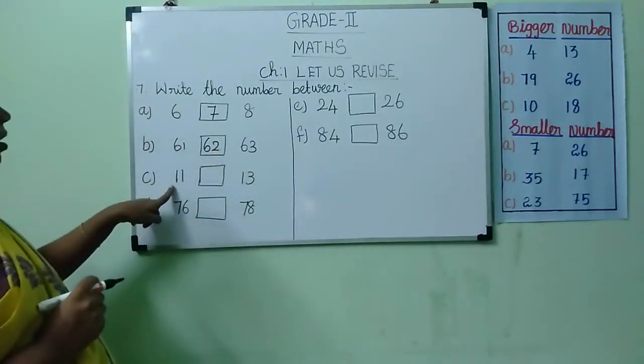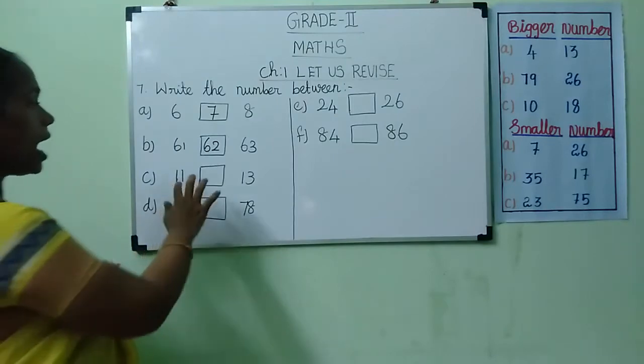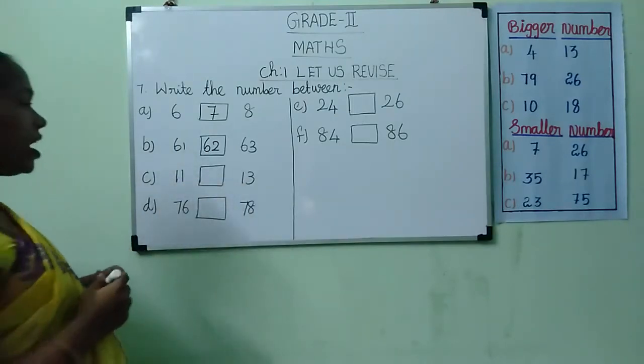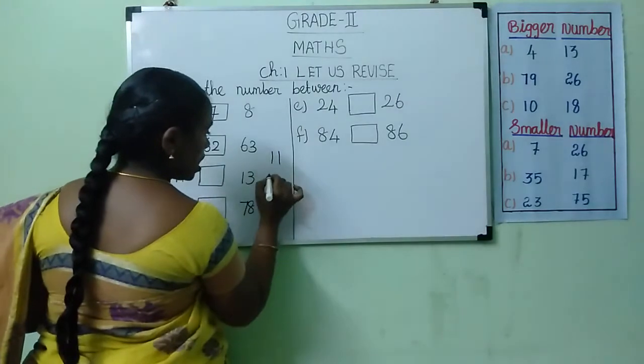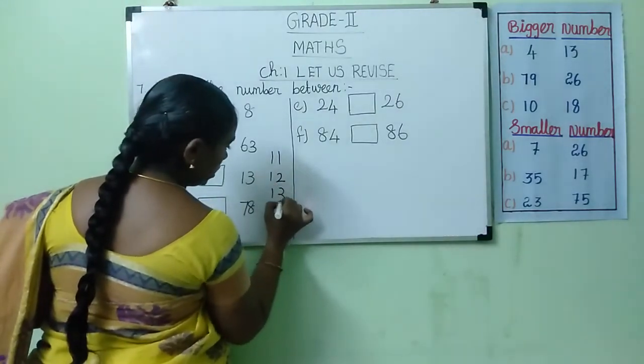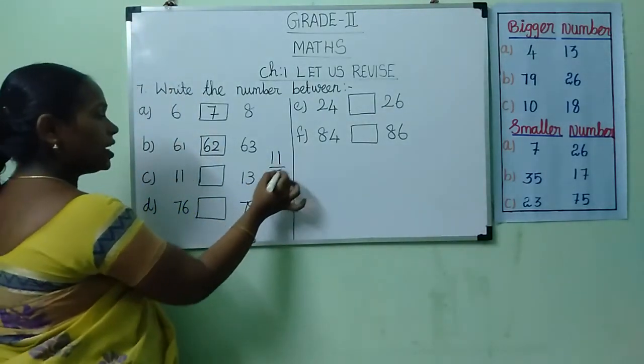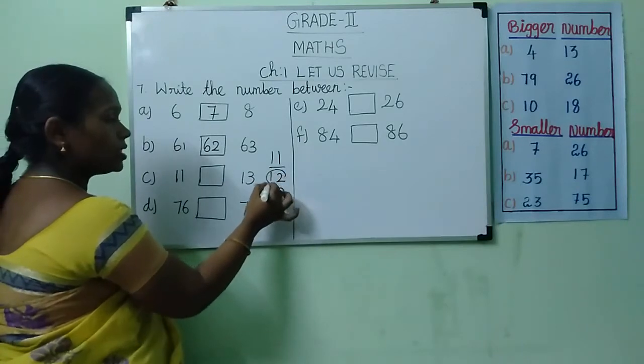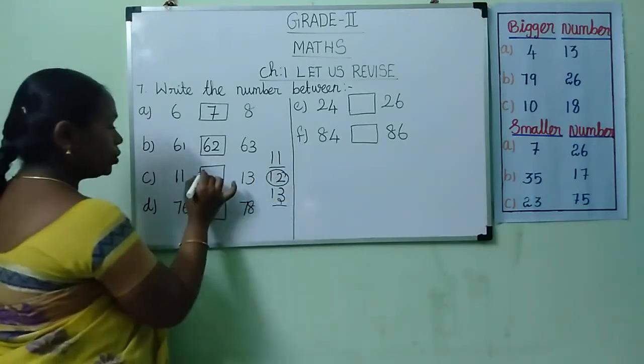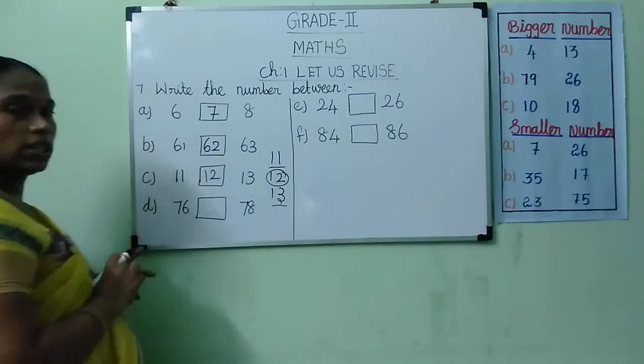See, here we have 11 and 13. 11, 12 and 13. So 11 and 13. Between number is 12. 1, 2, 12. Are you clear, children?